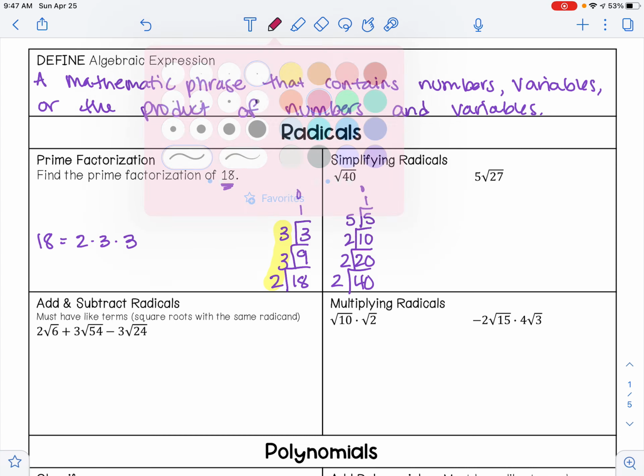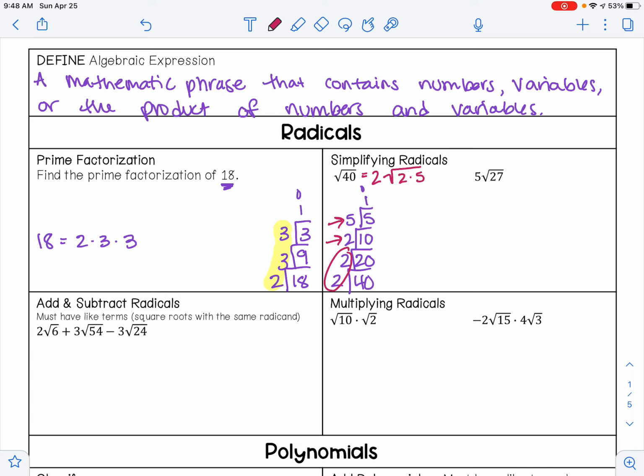Again, I'm looking for pairs of numbers to be able to leave my square root symbol. And so here I have a pair of 2's that can leave. This 2 doesn't have a pair, so that 2 is going to stay inside my square root symbol. And this 5 doesn't have a pair, so that 5 is going to stay inside my square root symbol. When you have more than one number staying inside your radical, you're going to multiply them together. 2 times 5 is 10. So the square root of 40 simplified is 2 square roots of 10.